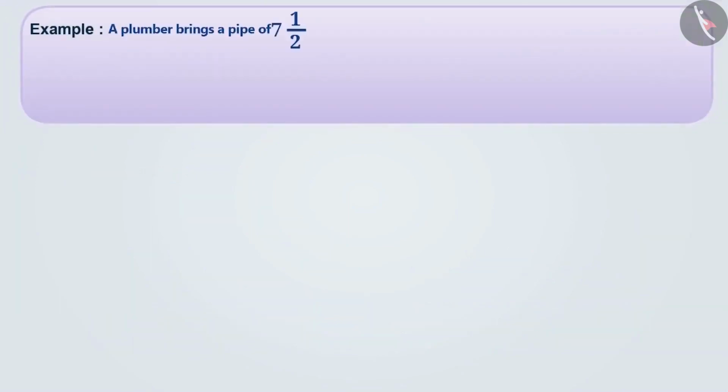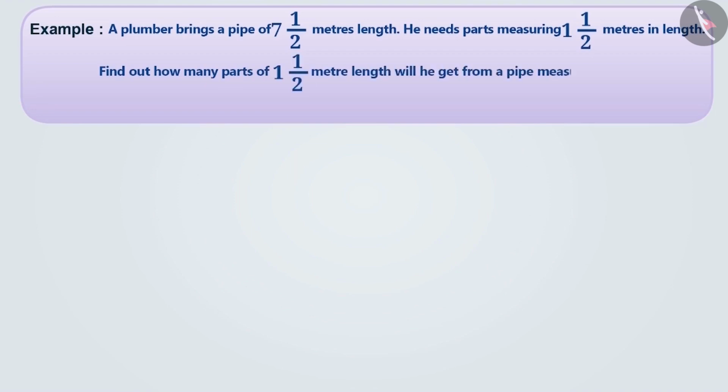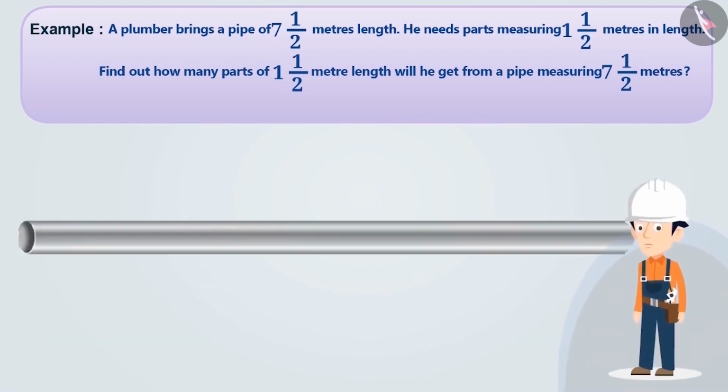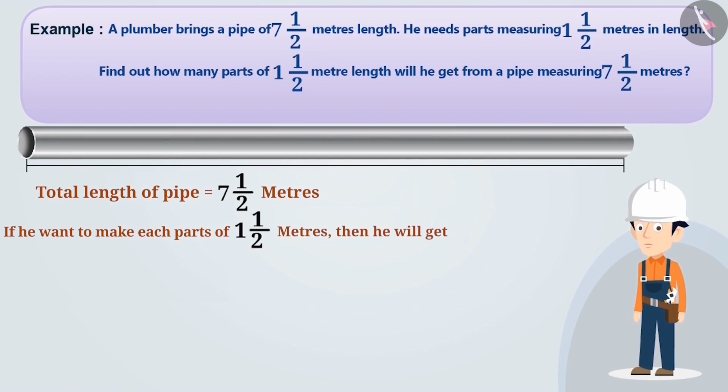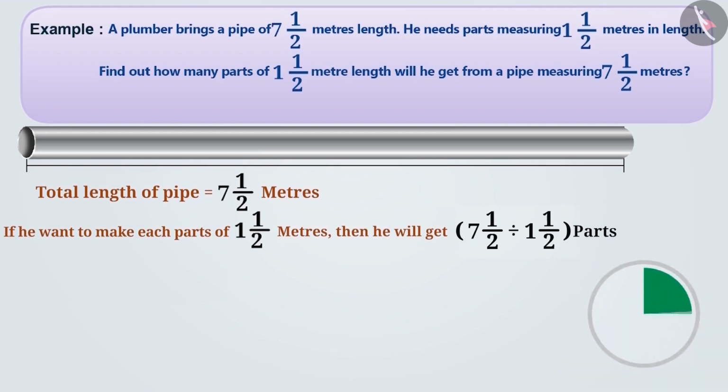Next example. A plumber brings a pipe of 7.5 meters in length. He needs pipe parts measuring 1.5 meters in length. Find out how many parts of 1.5 meter length he will get from a pipe of 7.5 meters. This example shows that the total length of the pipe bought by the plumber is 7.5 meters. If he wants to make parts measuring 1.5 meters from this pipe, then he will get 7.5 divided by 1.5 parts. Let us find the result of this. Can you tell us how this division can be solved? Think about it.